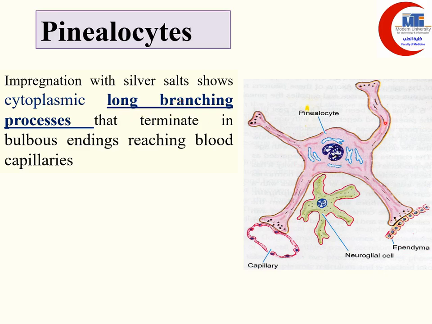these long branching processes. These branching processes end in dilatations, which make contact with the blood capillaries, to secrete the secretion of the gland into the blood capillaries. These cells are very active cells, so the cytoplasm is pale basophilic and the nucleus is a large vesicular nucleus with apparent nucleoli. And this is the neuroglial or support cell of the pinealocytes.